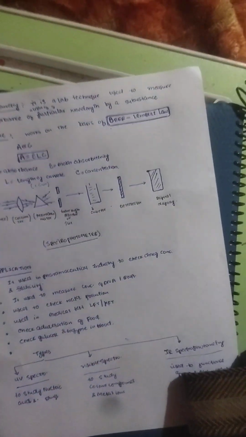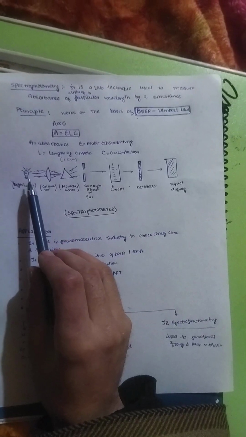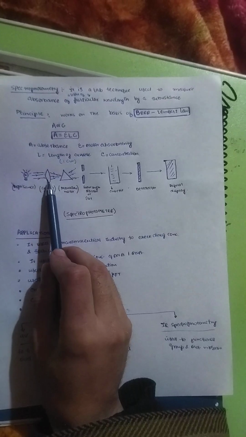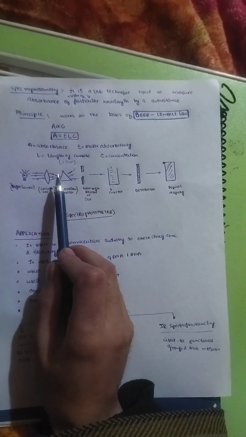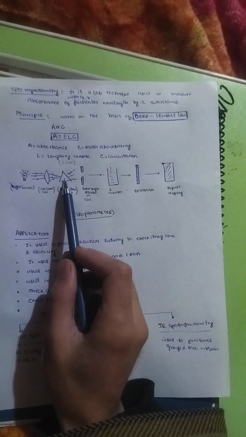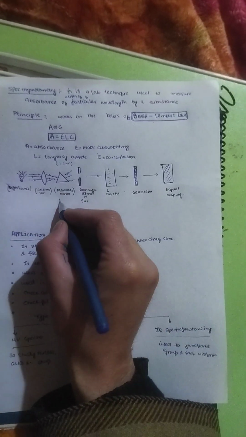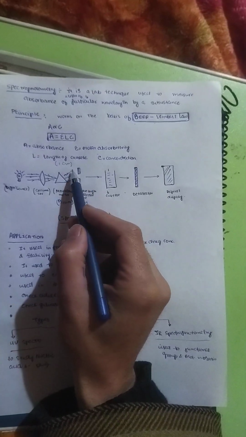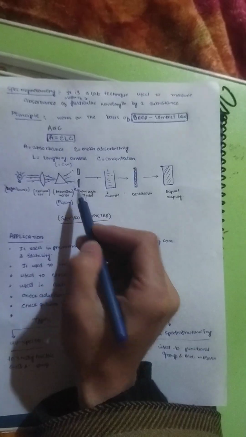And now we have the working principle, or we say the components of the spectrophotometer. Here is the light source. It produces light of specific wavelength. Then this light is passed through the monochromator, which collects the light produced by the light source together and focuses it on the monochromator. The monochromator is usually a prism which splits this light into a spectrum of colors: violet, indigo, blue, green, yellow, and orange.